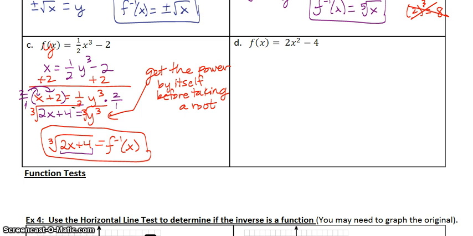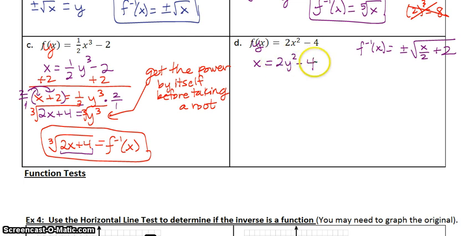Part D. Why don't you pause the video and try it on your own? Alright, if you are unpausing, you should have an answer of plus or minus the square root of 1/2 x or x over 2 plus 2. If you got it correct, move on. If you didn't, let me show you how I got that. Switch my x and y. And again, before I root it, I want to get my power by itself. So I'm going to add 4 to both sides to start off with.